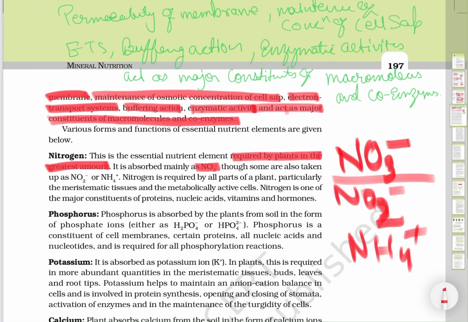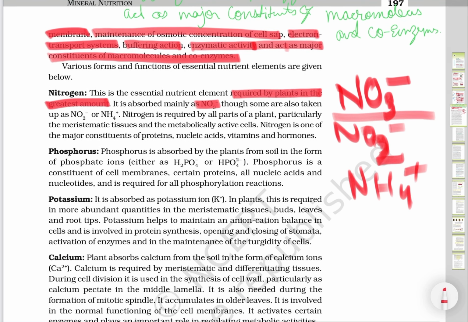Right? So nitrogen is required by all parts of the plant, particularly the meristematic tissue and metabolically active cells. Nitrogen is one of the major constituents of proteins, nucleic acids, vitamins, and hormones.